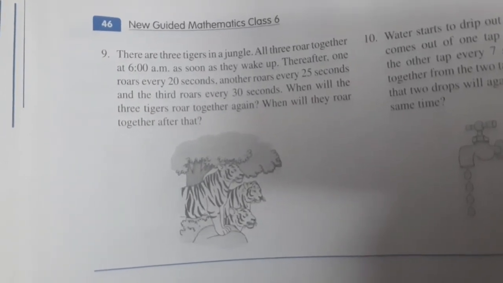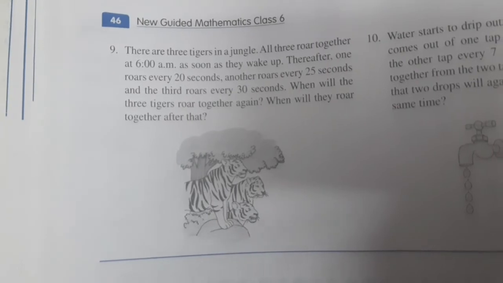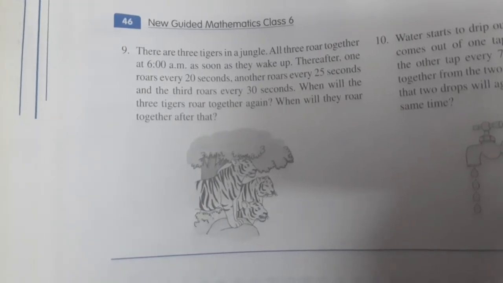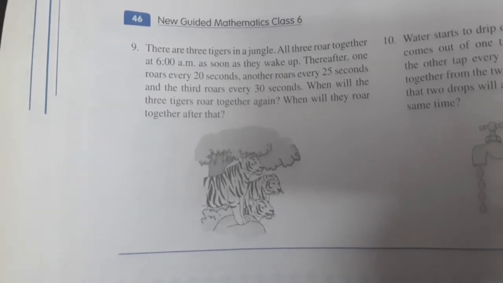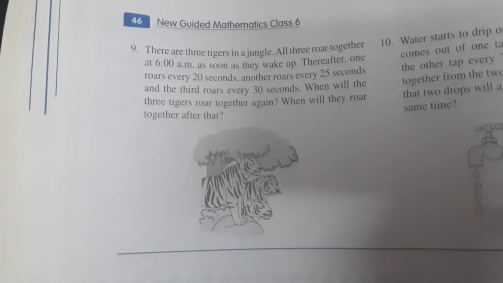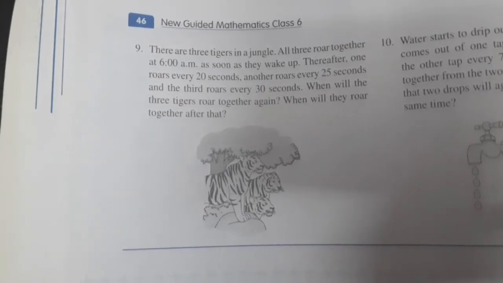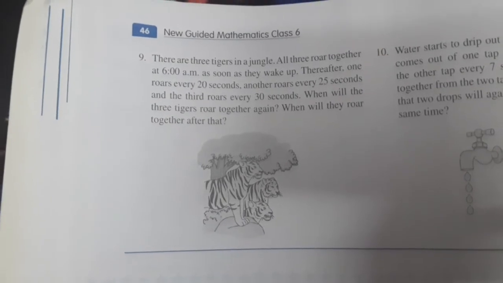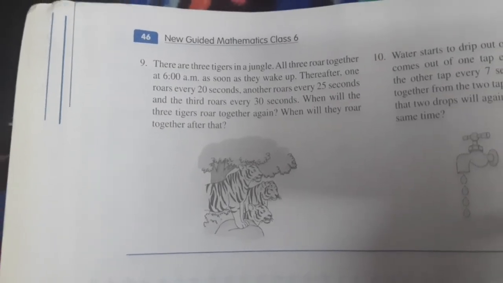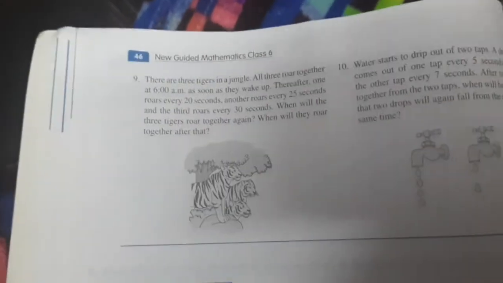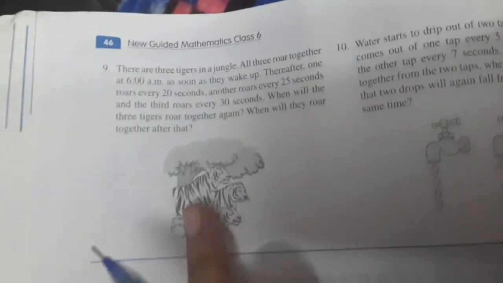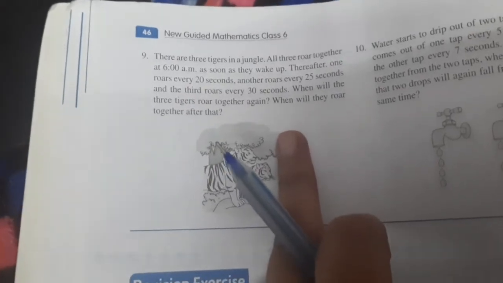Okay, now question number 9. There are 3 tigers in a jungle. All 3 roared together at 6 a.m. as soon as they wake up. Thereafter, one roars every 20 seconds, another roars every 25 seconds, and the third one roars every 30 seconds. When will the 3 tigers roar together again? When will they roar together after that? So here at 6 a.m. all the 3 are getting up and roaring, and then these are the timings given for all the 3 tigers.